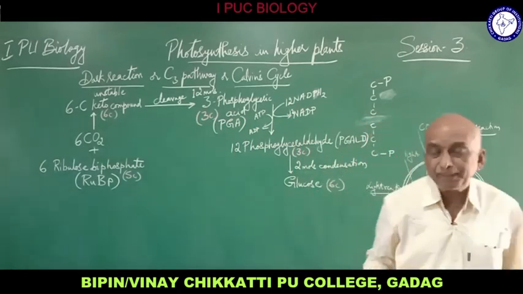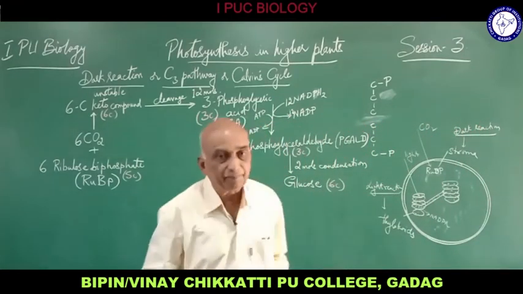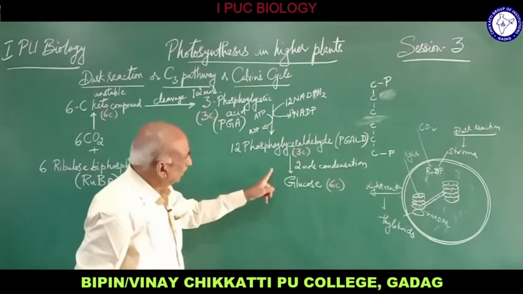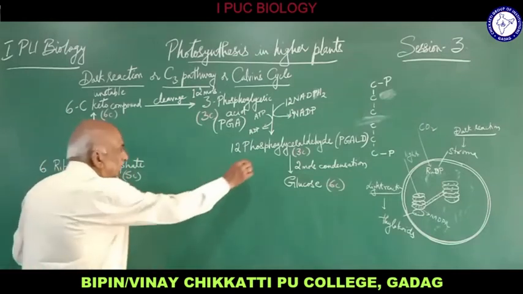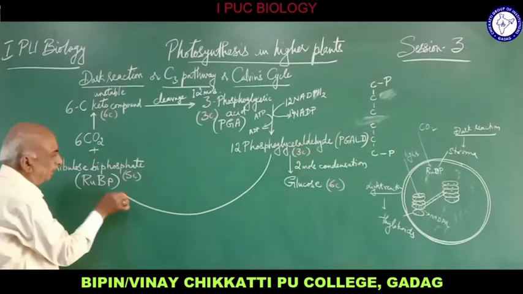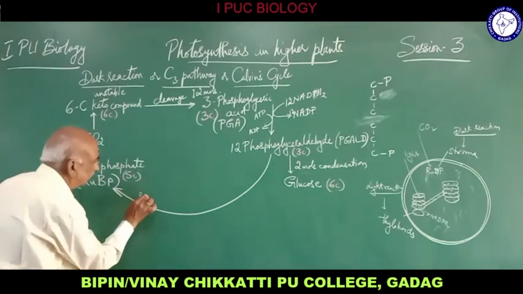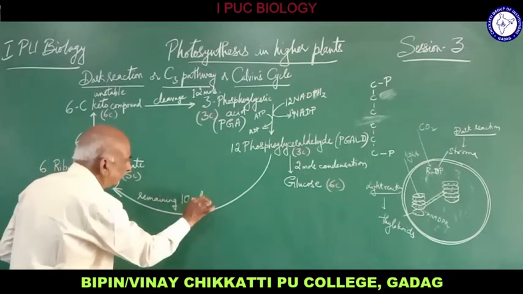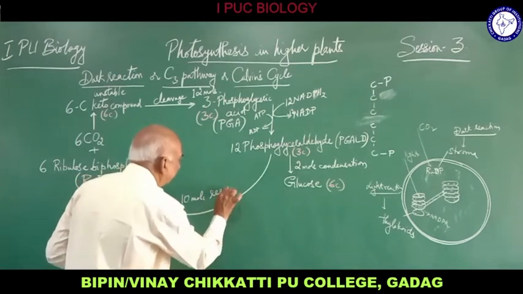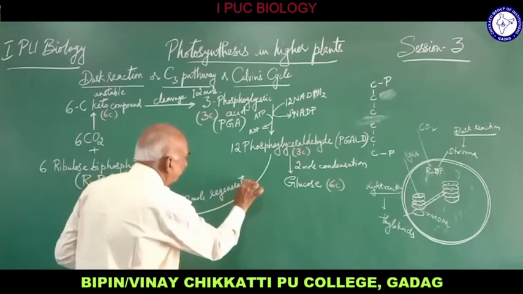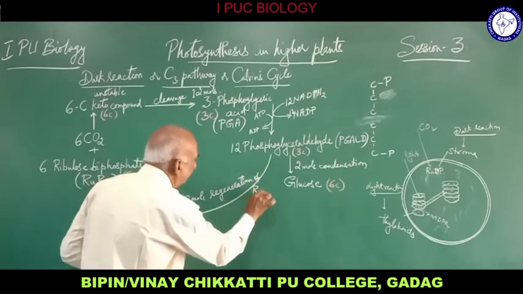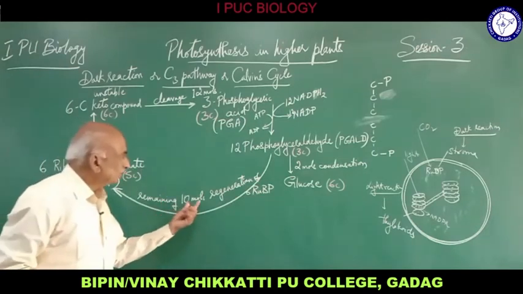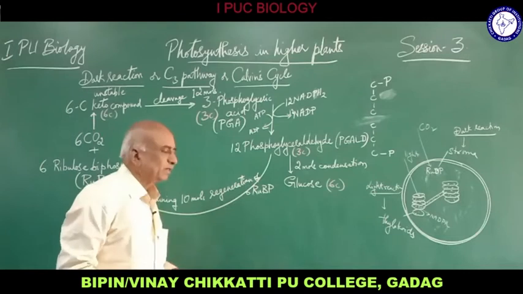There are still 10 PGALD molecules remaining. Now these remaining 10 PGALD are used in the regeneration of RuBP. So the remaining 10 molecules are used in the regeneration of 6 RuBP. So 10 molecules of PGALD are used in the regeneration of RuBP.